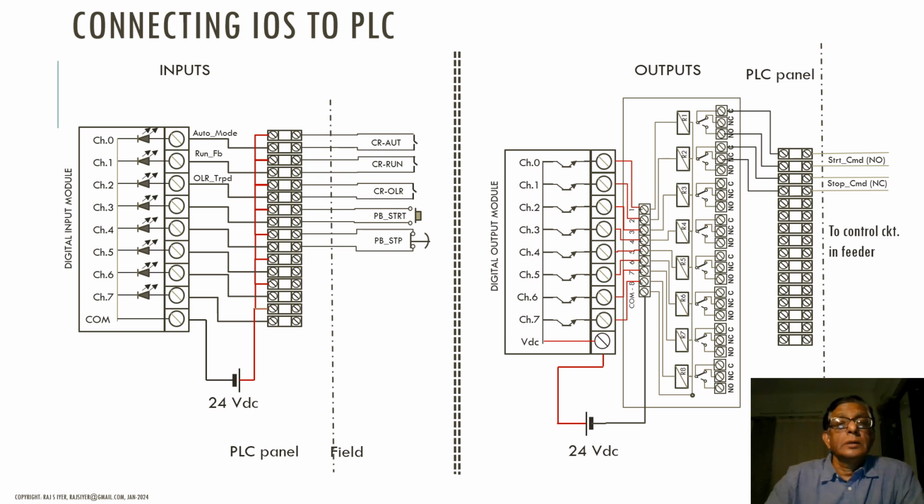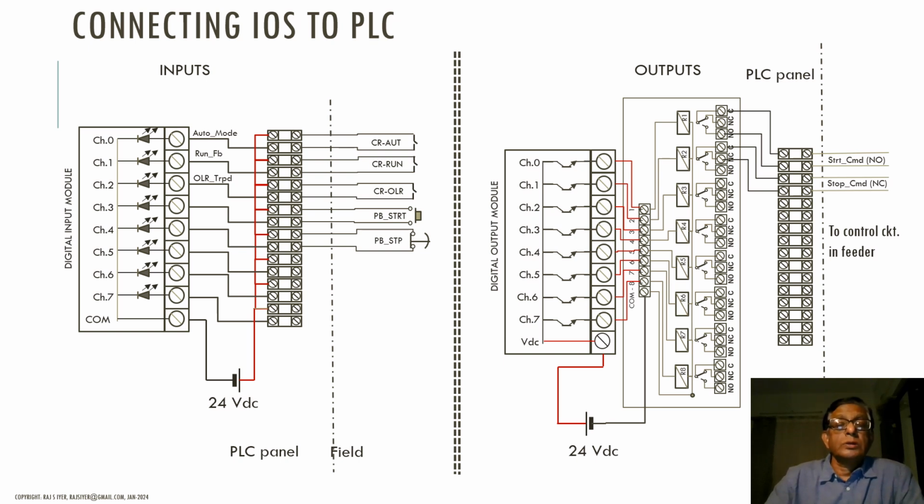out into the field. The first input comes from a NO contact called CRAUT, corresponding to the relay that will pick up the position of the auto manual selector switch. And the second one is CRN, standing for control relay for run. The contact will close whenever the motor is running, and so also the third one is for detecting the tripping of the overload relay.